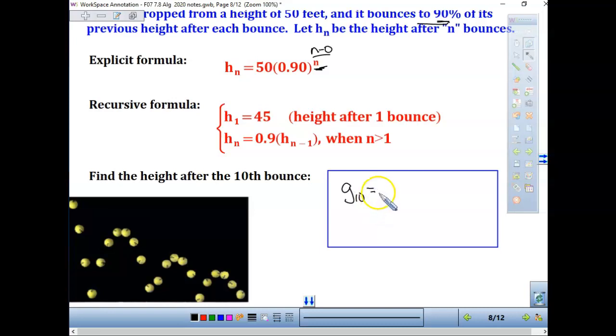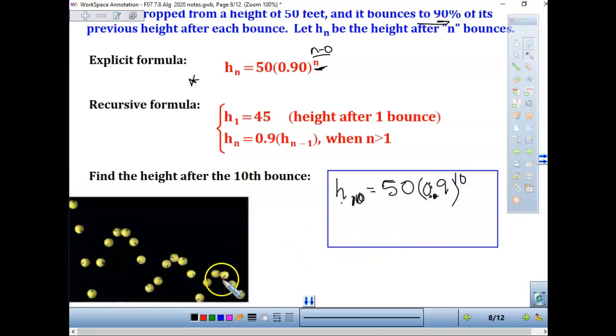Jethro, how would I start it out? Which formula do you want to use, the recursive or explicit? Recursive. So with recursive, I'm going to have to find h to the 2, h to the 3, 4, 5, 6, 7, 8. So instead I should use explicit. So h to the 10, not g, I'm used to writing geometric, equals 50 times what, Jethro? 0.9, and then to the 10 power.